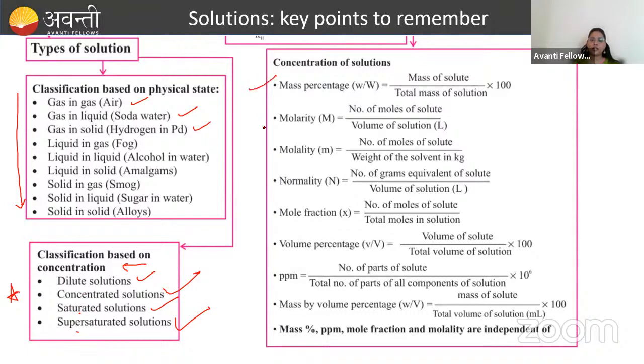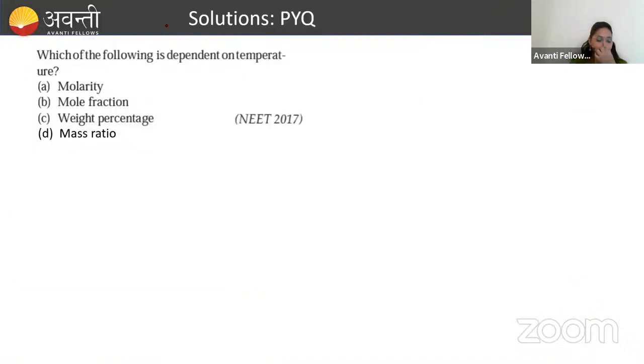Next, there are certain concentration terms which we have learned in the mole concept also, that is, some basic concepts of chemistry. Mass percentage, molarity, molality, normality, mole fraction, volume percentage, ppm, mass by volume percentage, all these things. Percent, ppm, mole fraction and molality are independent of temperature. So these are independent of what? Temperature. Very, very important key points to remember in solutions.